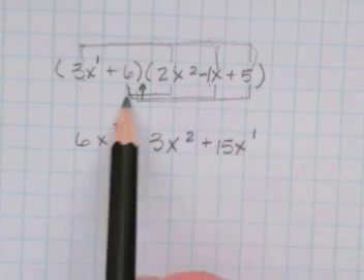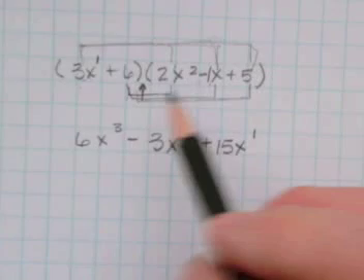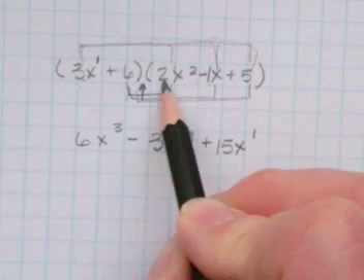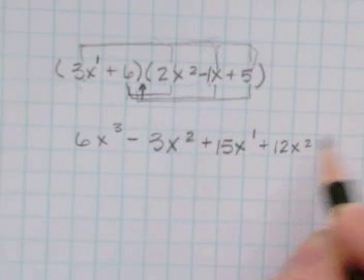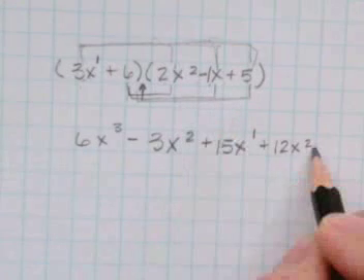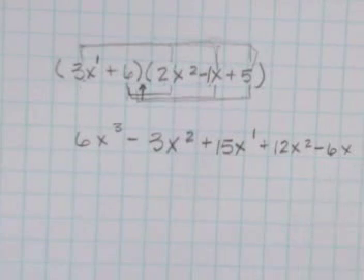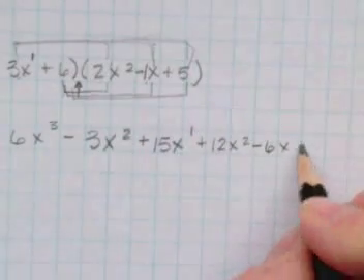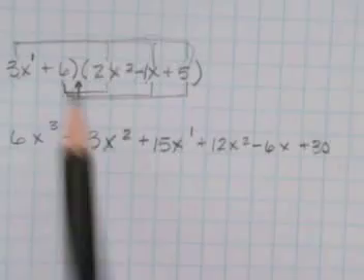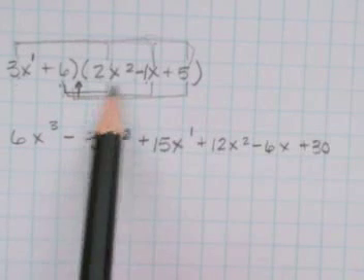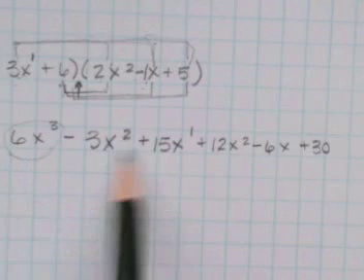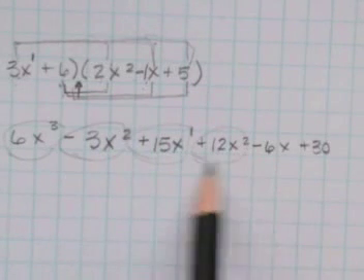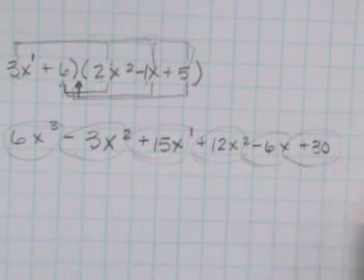Now I need to multiply 6 times everything. So 6 times 2 is 12x squared. 6 times negative 1 is negative 6x. And 6 times 5 is 30. So now I have multiplied my 6 times each of the terms in the parentheses. Remember I said I would get 6 terms out, and if I count these up, I notice that I've got 6 individual terms, and let's see if we can combine any of them.